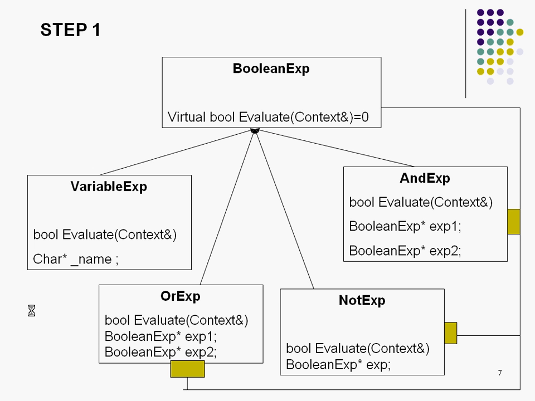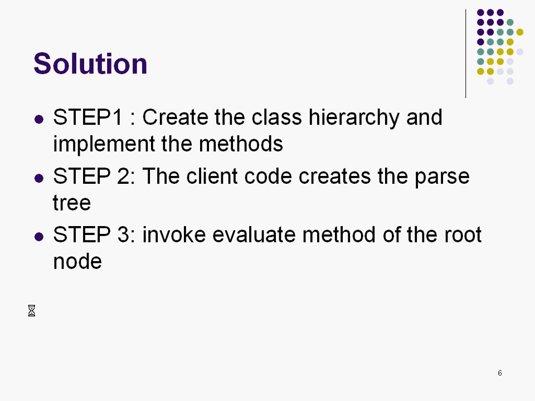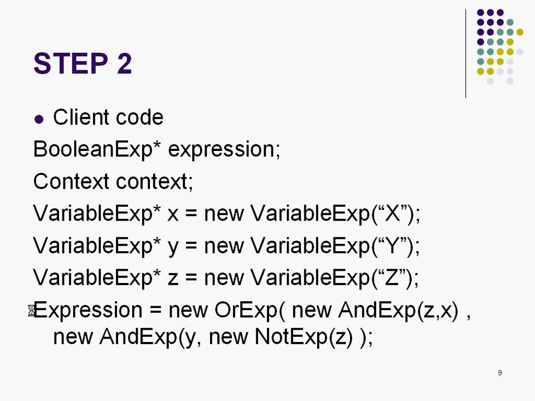Okay. So we said that there are 3 steps to solving this problem. We are done with step number 1, which is to create the class hierarchy and implement the methods. How we created the class hierarchy was, we just took the grammar. For each grammar rule, we created one class, identified what data attributes it should have, and implemented the evaluate method of the class. Now step 2 is that the client code should create the parse tree, or the abstract syntax tree. And the third step is to invoke the evaluate method of the root node. So let's go to step number 2.